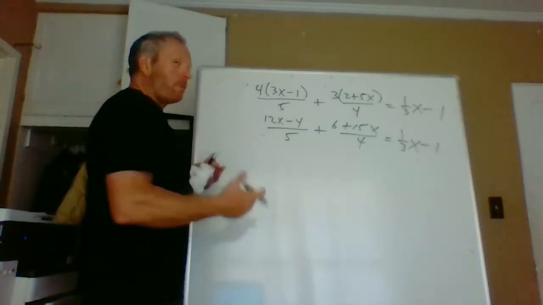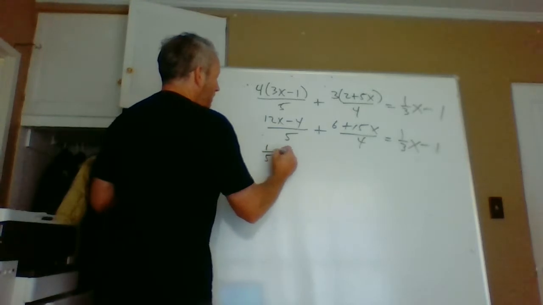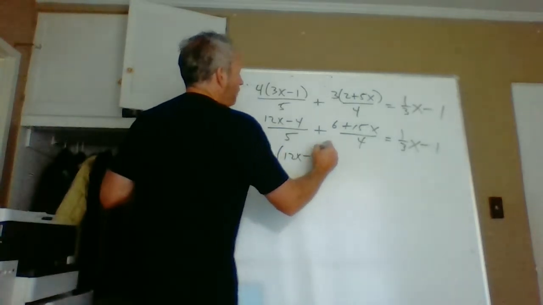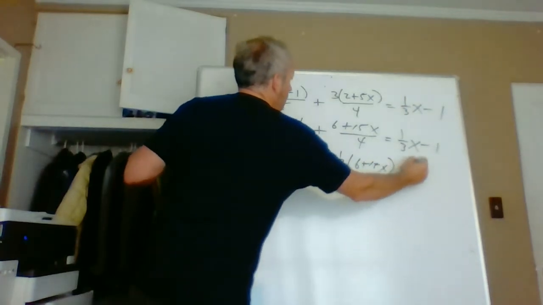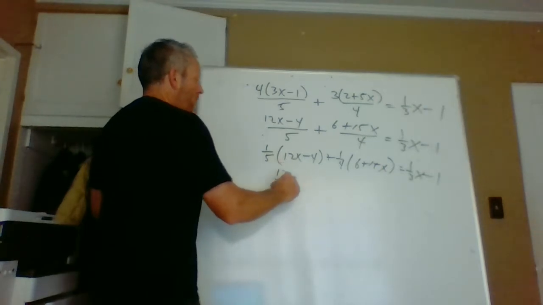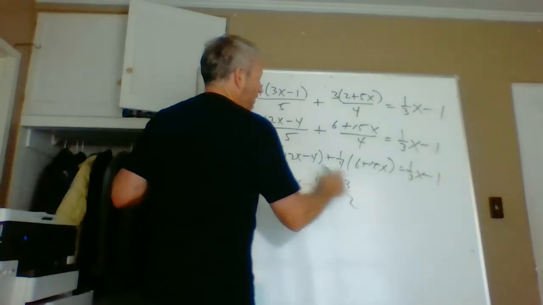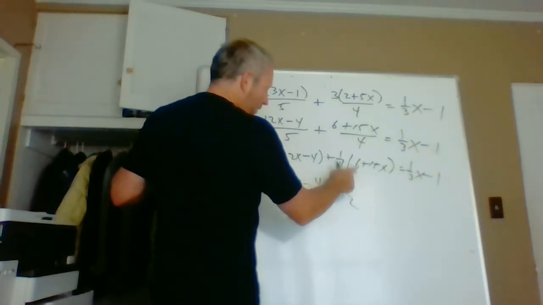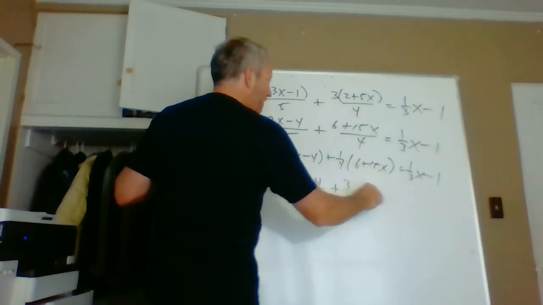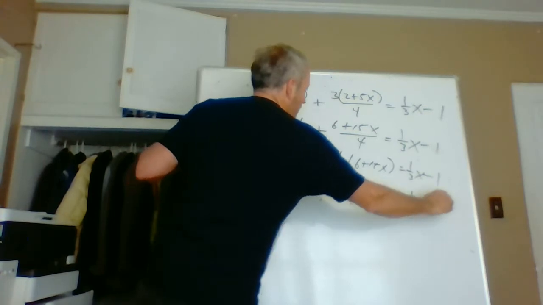Here's where, in a sense, I reject division. I don't like division, so I'm going to write it as multiplication. So let's write this as 1/5 times 12x minus 4 plus 1/4 times 6 plus 15x equals 1/3 x minus 1. Okay, we'll do the distributive rule, 12/5 x, just rolling right along here. No problems. Make sure we reduce fractions. There's a problem here because I can't read what I wrote. Oh, that's a 15. So 15 fourths x equals 1/3 x minus 1.